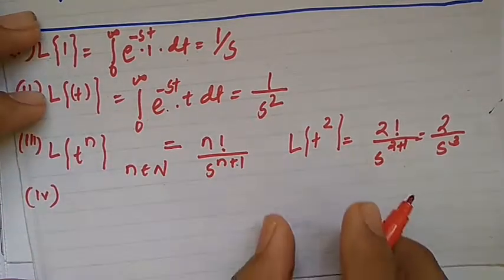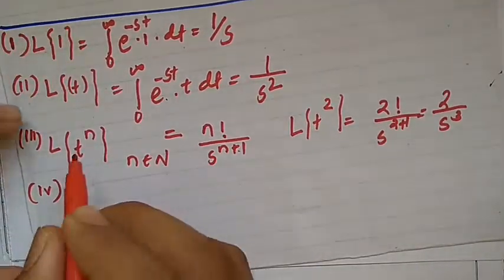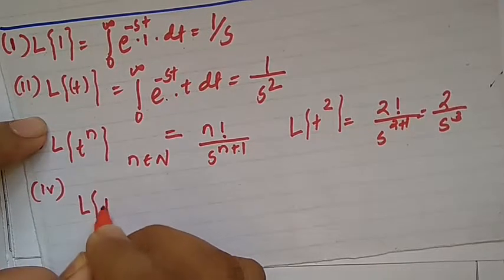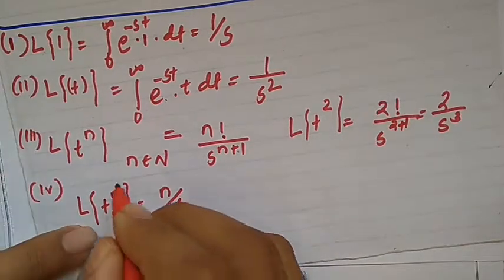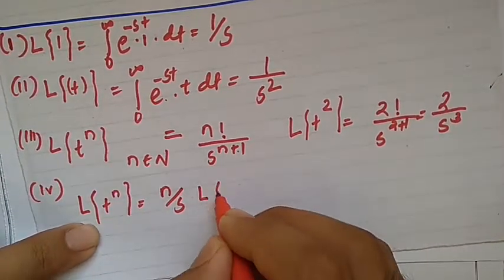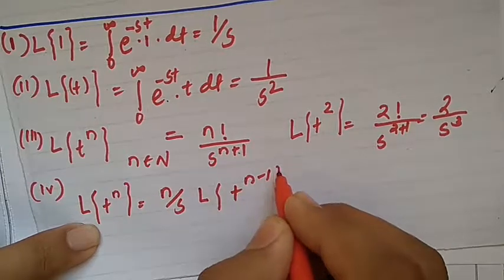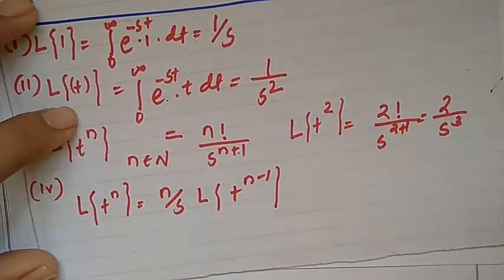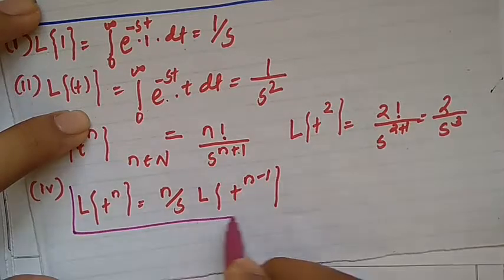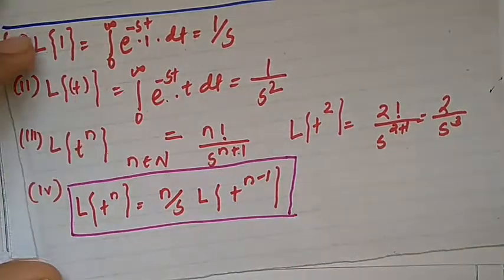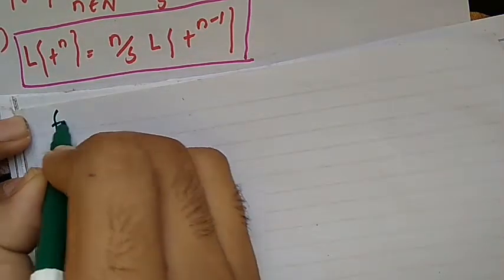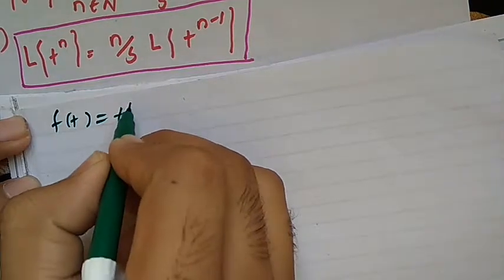And the fourth, here I want to give one formula, a recurrence relation. The Laplace transform of t to the n is equal to n by s times the Laplace transform of t to the power n minus 1. This is very important. Let's prove this relation. Here f of t is t to the power n.